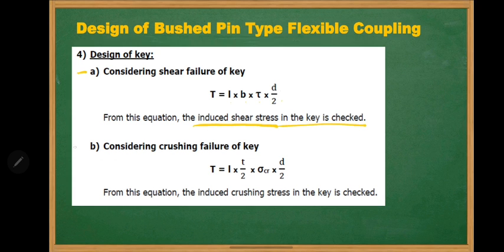And similarly, the second step is considering the crushing failure of the key. So here the torque is calculated by using the equation T = L × (T/2) × σcr × D/2. By using this equation, we can calculate the induced crushing stress in the key. So this is the design procedure for the key.